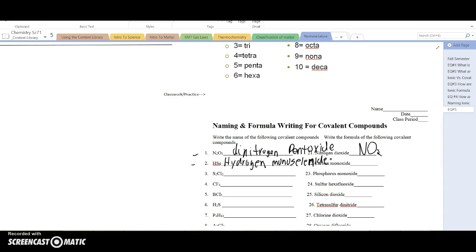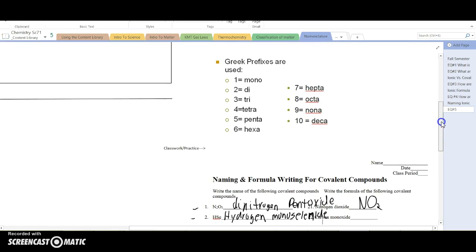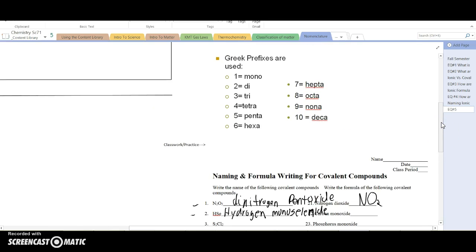So again, pretty straightforward system. You do have to memorize your Greek prefixes, but whether you're writing the name or writing the formula, you have everything right there to go back and forth between the two.